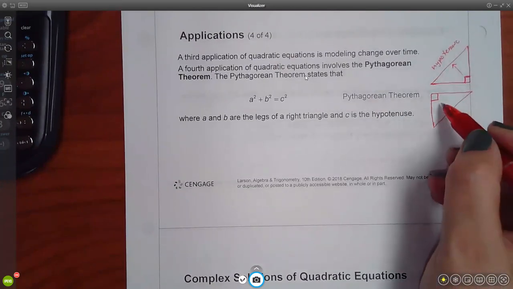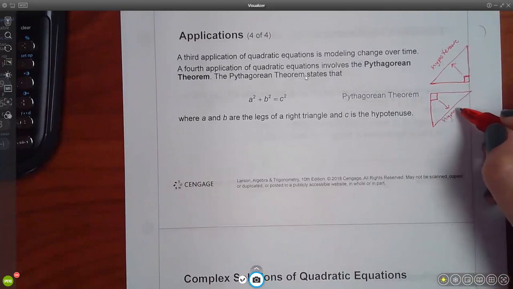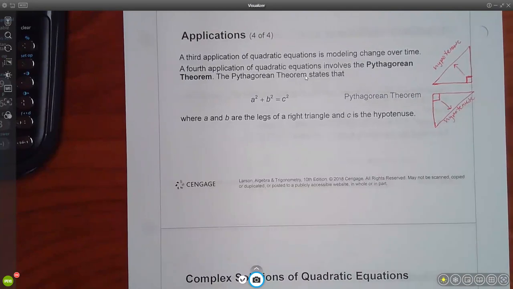So if it were this triangle, I would have to go across the box and label this one the hypotenuse. The other two sides are called legs, okay? So it doesn't matter which one you label which. You could call one of them A and the other one B or vice versa. It doesn't matter what you label them, because they're both legs.